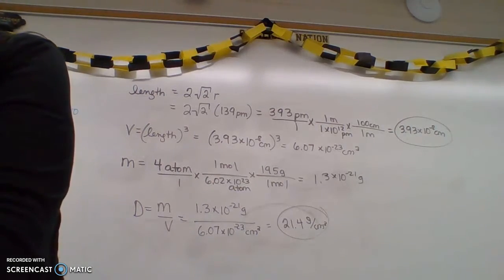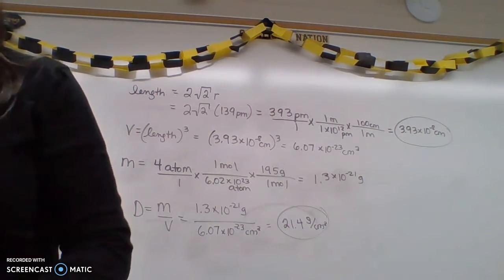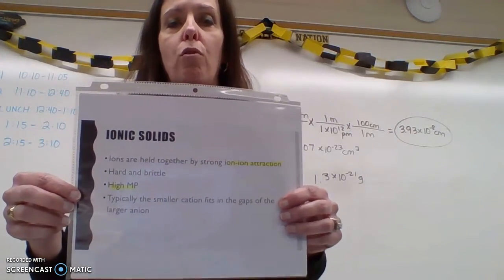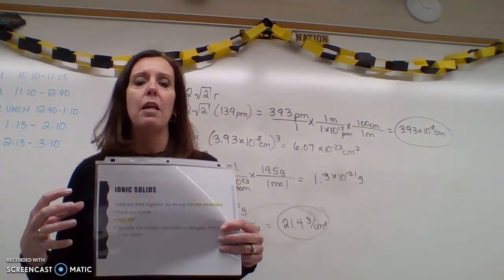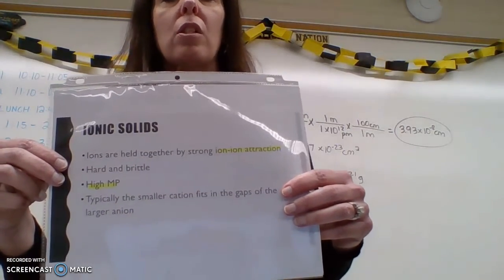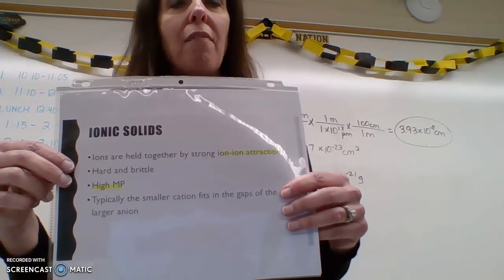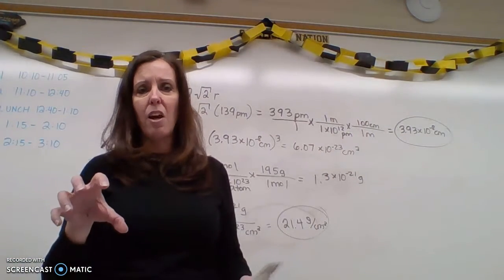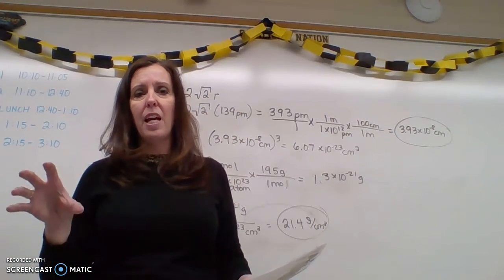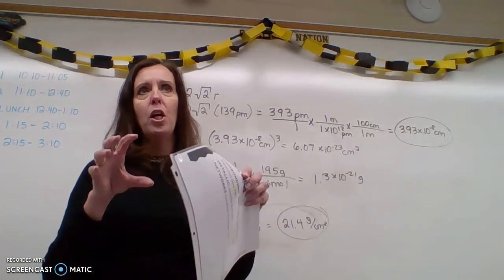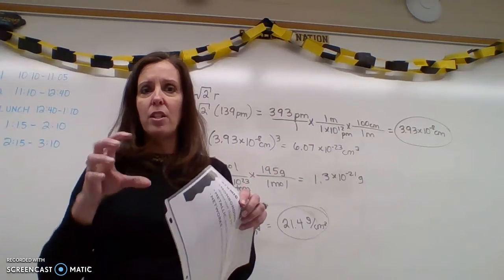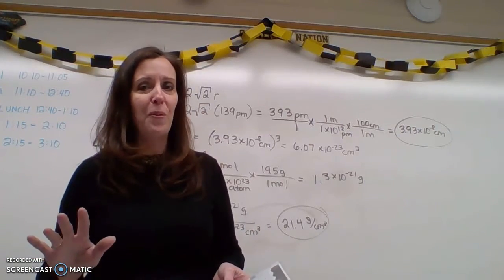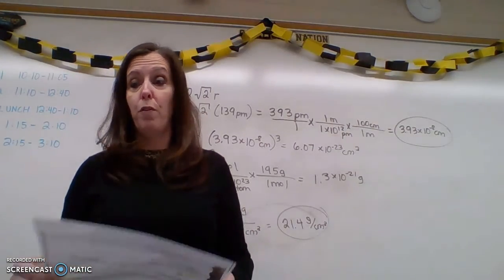The next type of solid that we're going to talk about are ionic solids. They are held together by these really strong ion-ion attraction forces. The positive and the negative are really going to be strong between them, those attractions. They tend to be hard and brittle. They have high melting points. And typically, the cation is smaller than the anion. And so when they stack together, the little tiny metals or cations can fit into the holes created by the anions. I'm not going to illustrate that for you on the board. You're going to need to look in your textbook for that.